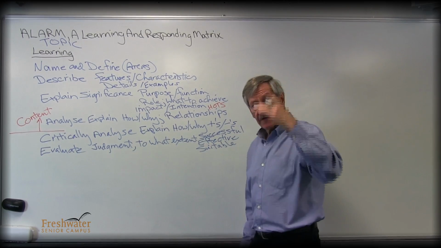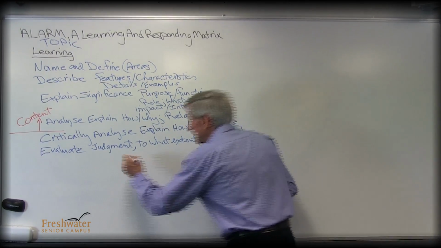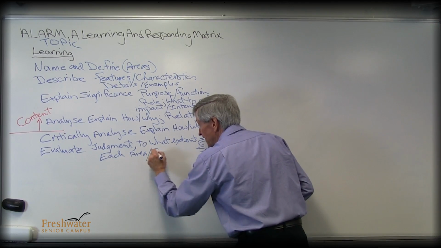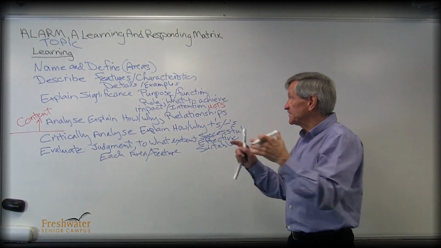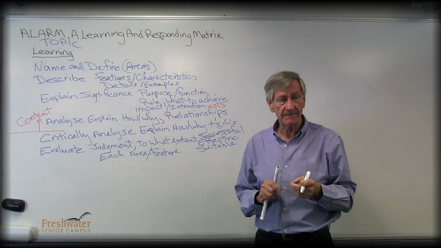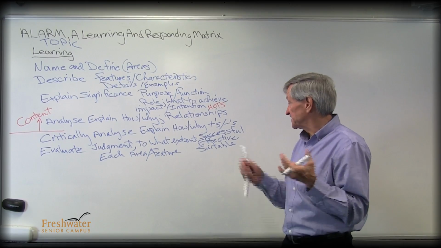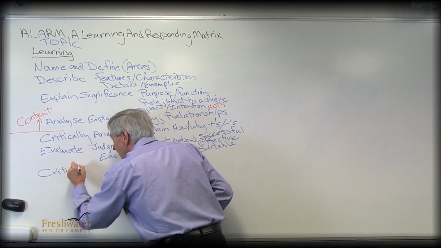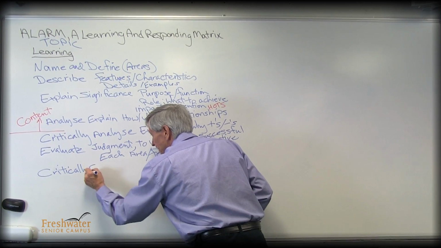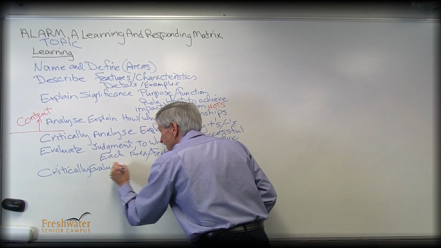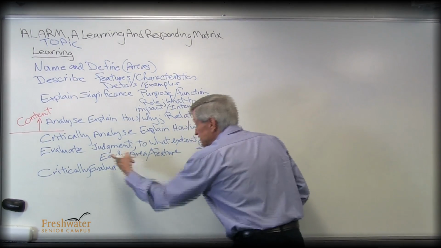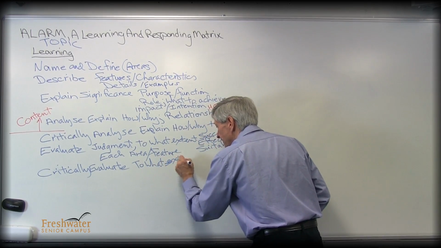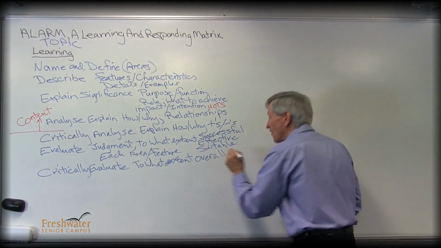Now evaluate at this level. There are different levels of evaluating. This level of evaluate, I mean each area or feature on its own. I'm just doing each one by its own merits, individually. To what extent is each one successful, effective, suitable, useful, and so forth. The next level is to be able to critically evaluate, which means to what extent overall.